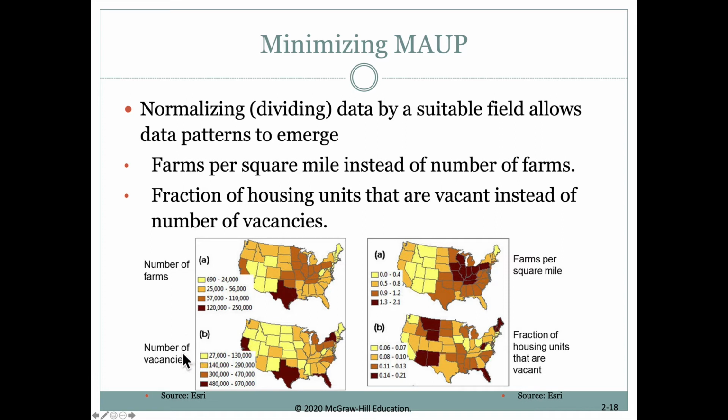Similarly, if we start with the number of vacancies, but we divide the number of vacancies by all of the housing units, we would get a map that looks more like this. So now we can see that it's not necessarily the high population states that stand out, and in fact, it looks like places like California have a low vacancy rate per the number of houses that they have, at least at this period in time.